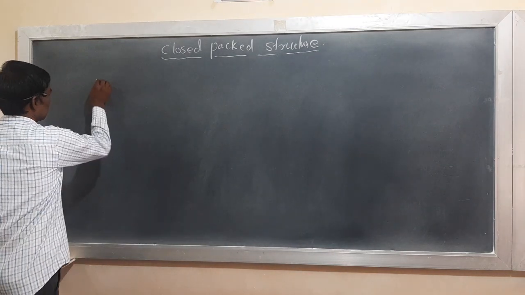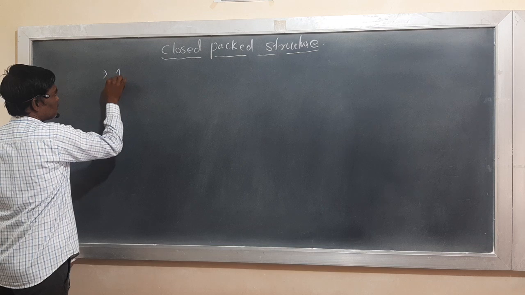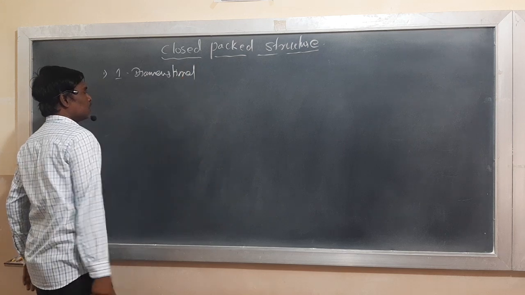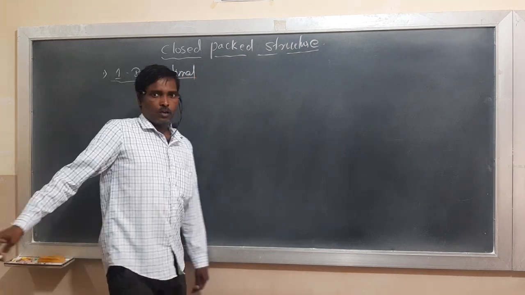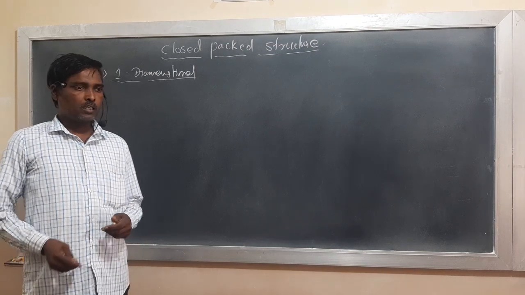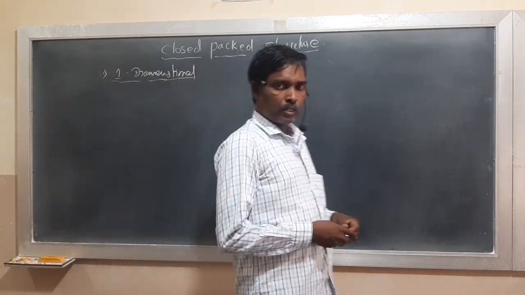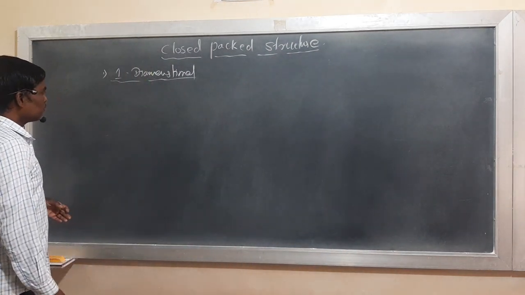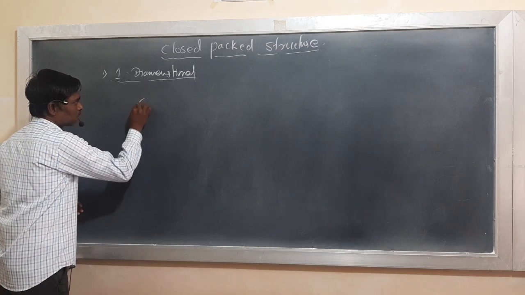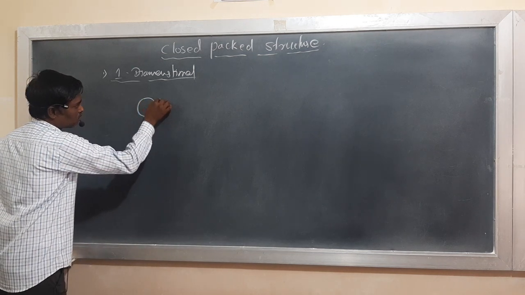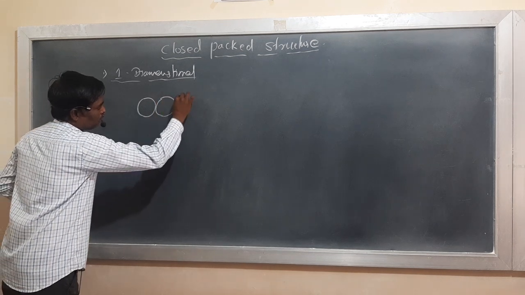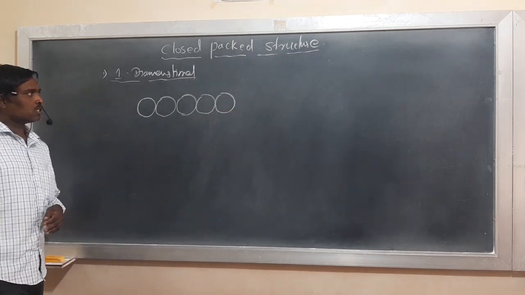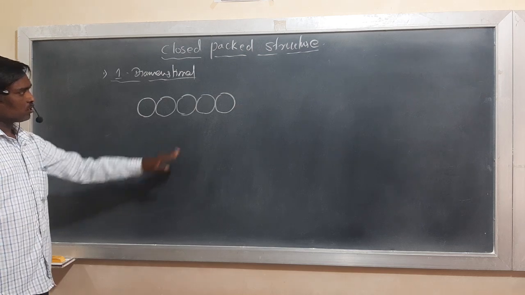So first is the one-dimensional arrangement of the constituent particles. And students, here the constituent particles I am considering as hard spheres. Let me show you. In one-dimensional, the arrangement of these particles is in this way. That is, one particle is placed in touch with the other, either along the x-axis, y-axis, or z-axis. Only one type of arrangement is seen in one-dimensional. This is the arrangement of the particles.